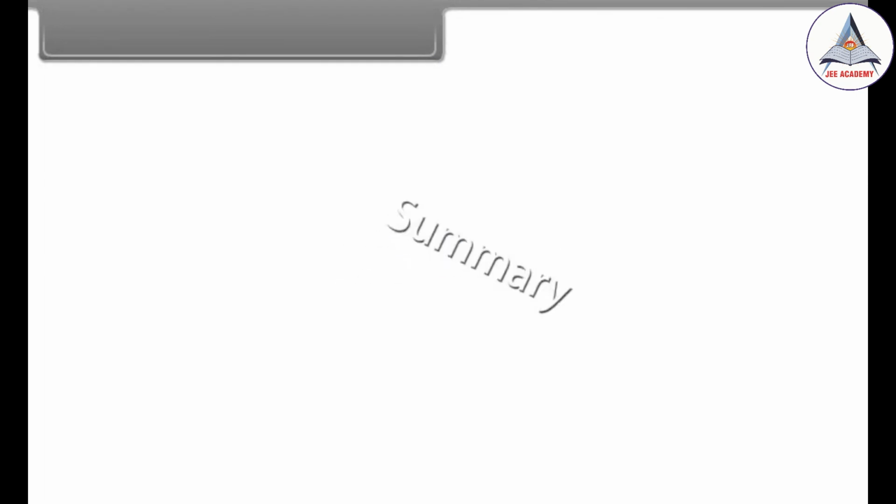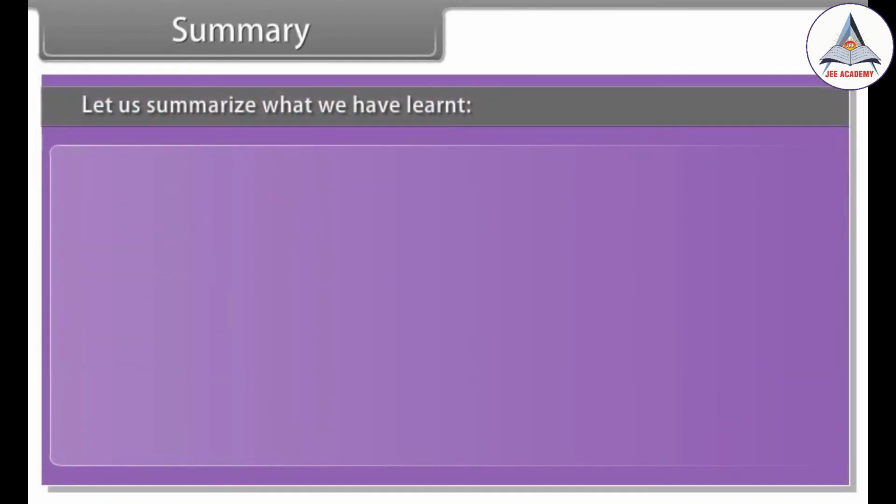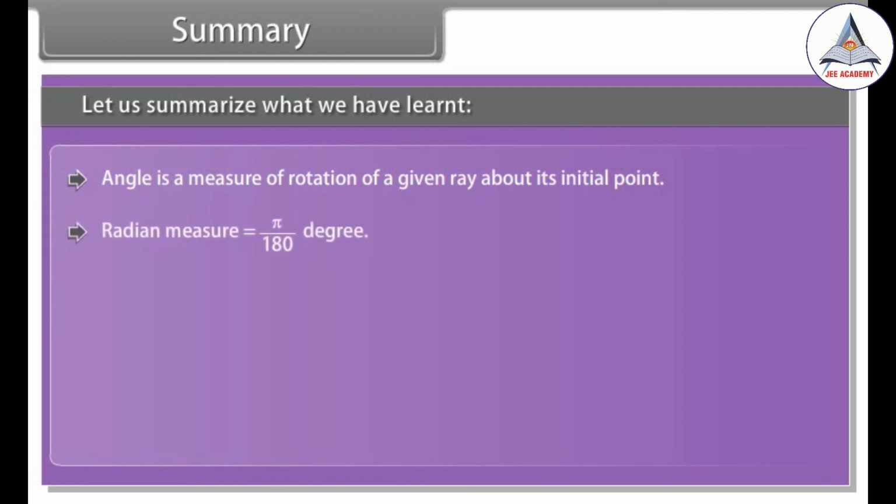Summary. Let us summarize what we have learned. Angle is a measure of rotation of a given ray about its initial point. Radian measure is equal to π/180 times degree measure. Degree measure is equal to 180/π times radian measure.